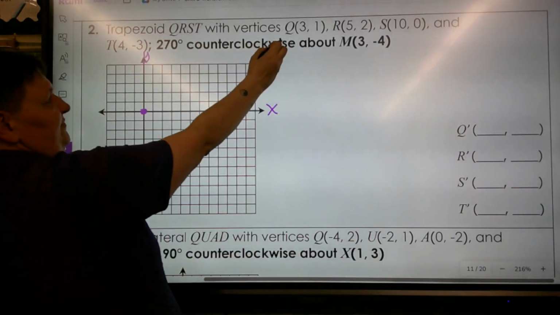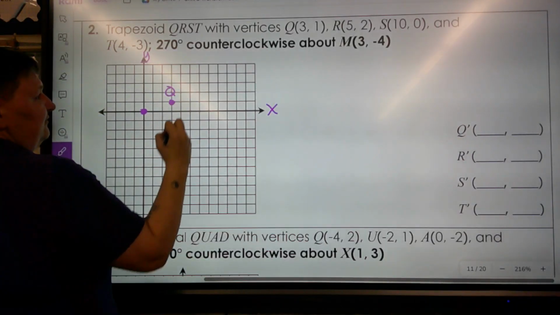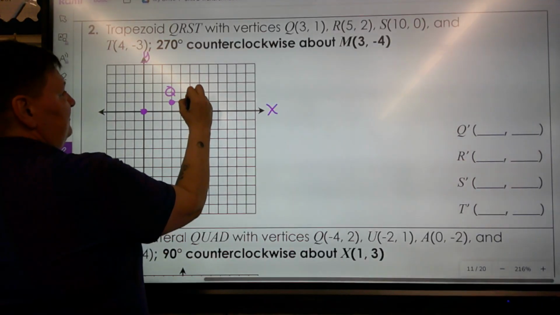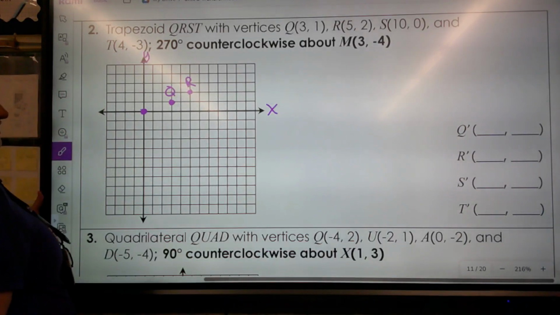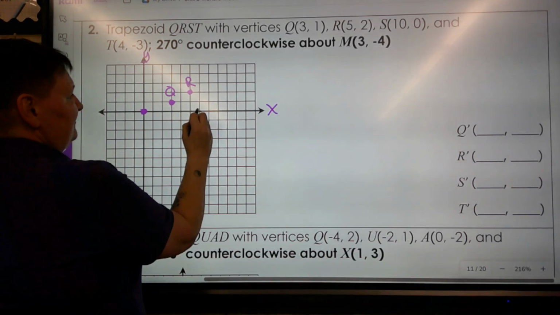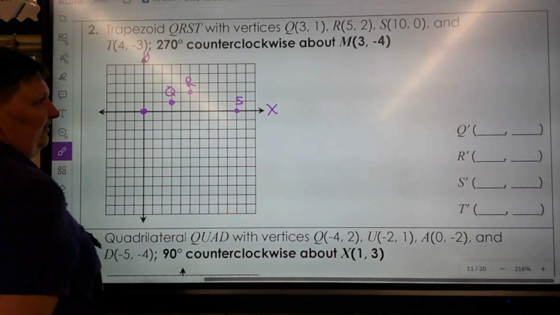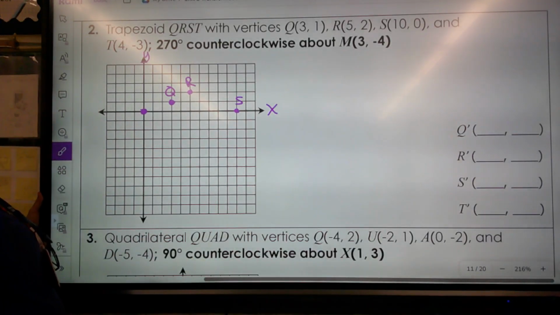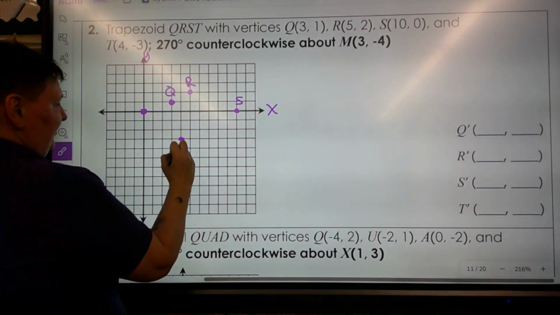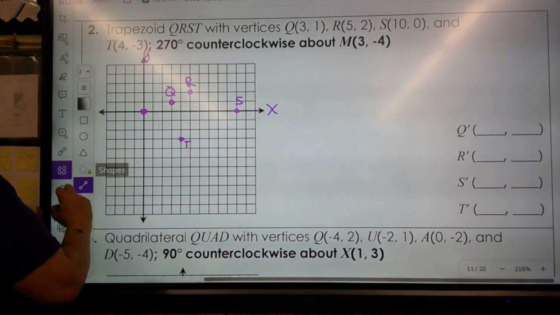Alright, pre-image. Q is 3, 1. 3 right, 1 up. R is 5, 2. 5 right, 2 up. S is 10, 0. 10 right. 1, 2, 3, 4, 5, 6, 7, 8, 9, 10. And no up or down. And T is 4, negative 3. 4 right, negative 3. Down 3. And this is T. Connect.